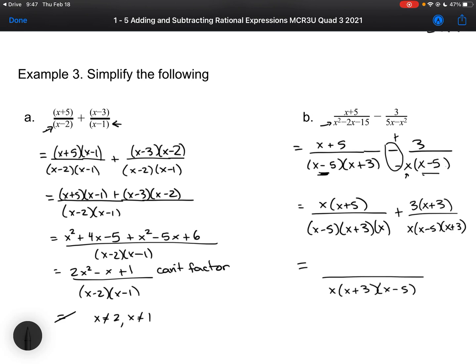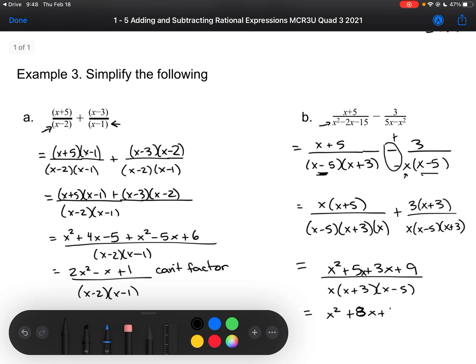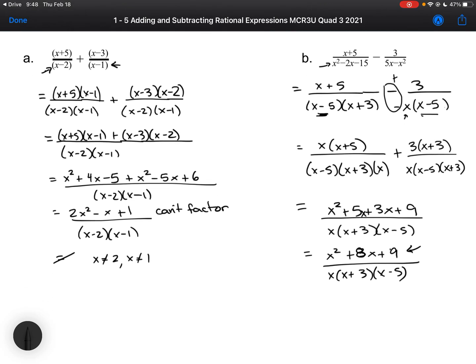So x plus 3, x minus 5 on the bottom. And on the top, I'm going to expand and add together at the same time. I've got x squared plus 5 plus 3x plus 9. Collecting like terms, I've got x squared plus 3x plus 14. And let's see, I should have an x here, which would give me 8x and 9. And then x times x plus 3, x minus 5. I can check and see if I can factor the top. I can't in this case.